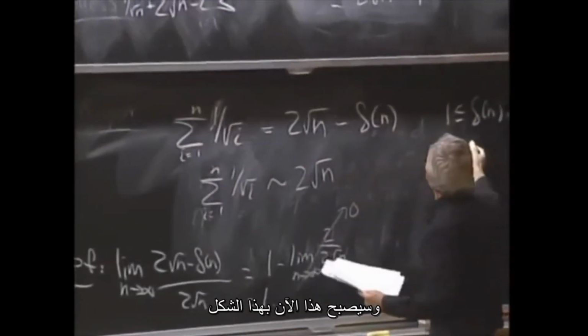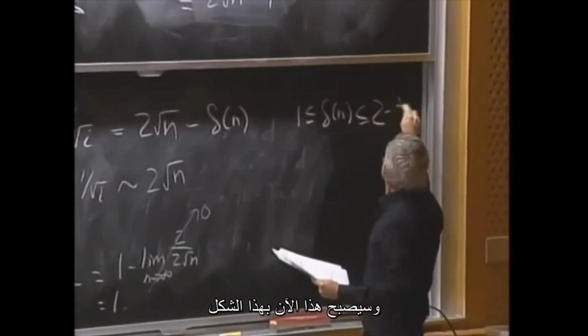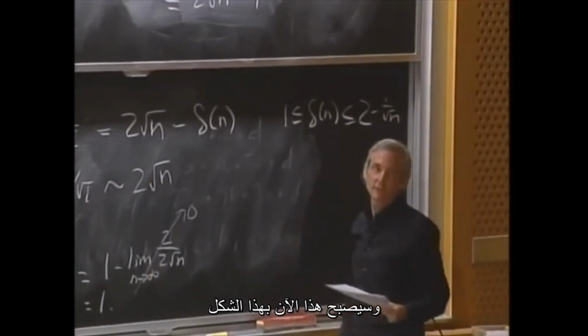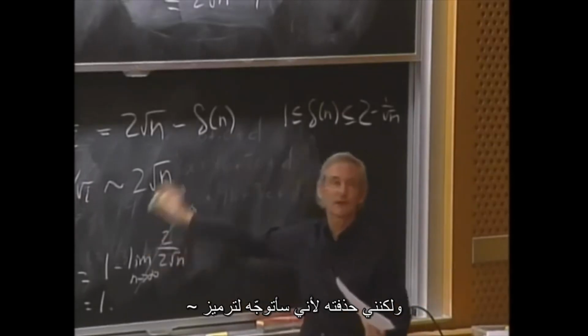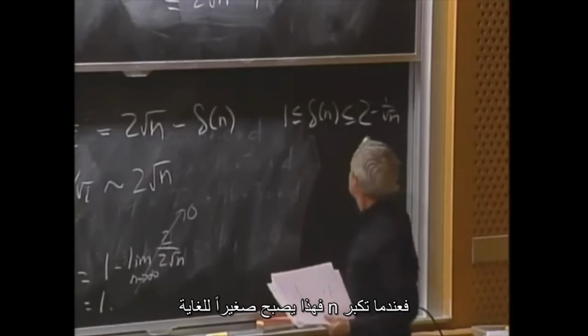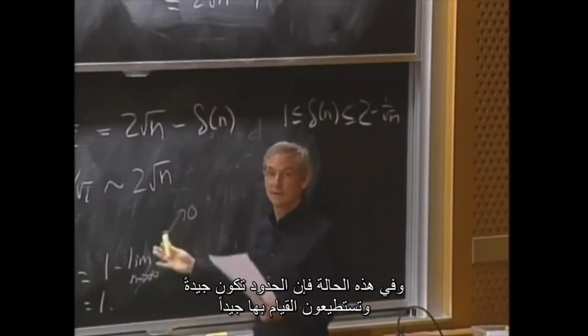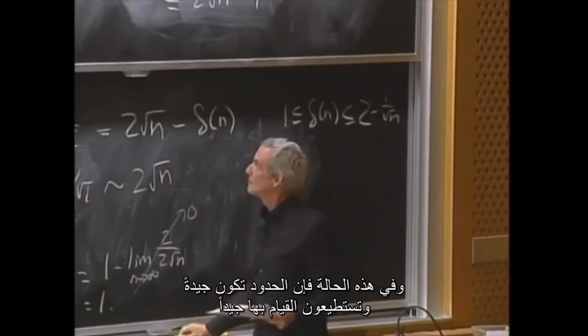And now this would be something like that. So I could keep it around, but I'm going to get rid of it anyway because I'm going to go to the tilde notation. And as n gets big, this is really tiny. So in this case, the bounds are great. You can nail it pretty much right on.